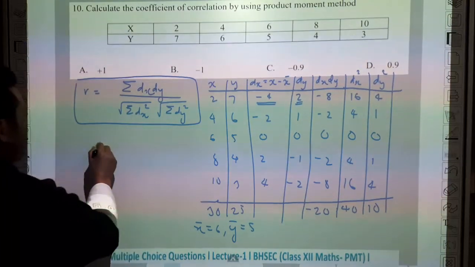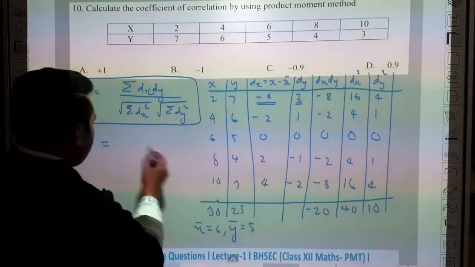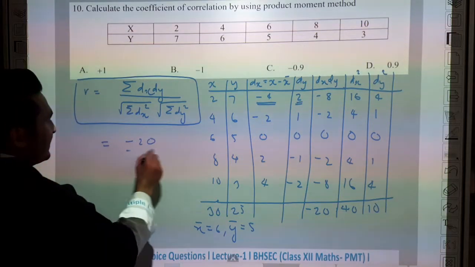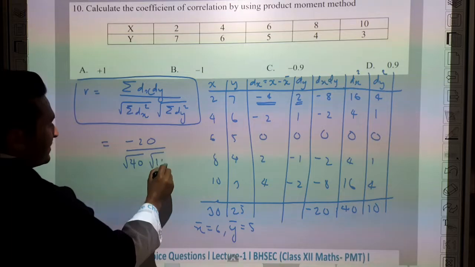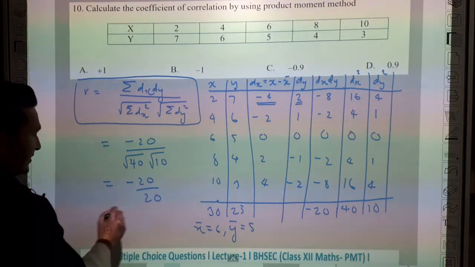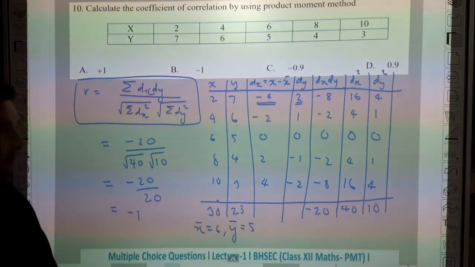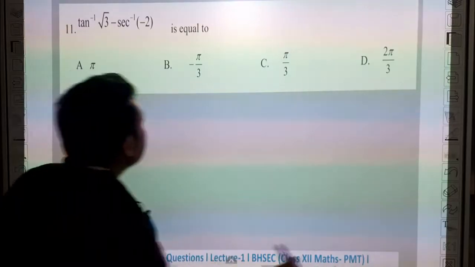Now just substitute these things. So here we have negative 20 divided by root of 40 times root of 10, which is equal to negative 20 divided by 20, which is equal to negative 1. And our correct option is option B.